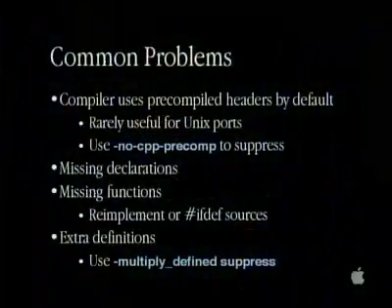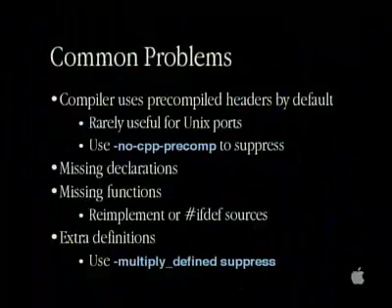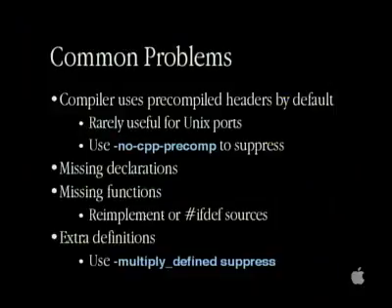Some more common problems that people run into. The compiler uses precompiled headers. These precompiled headers win big time. They're like a 4x speed improvement for compiling Cocoa things. As it happens, relatively little Unix code that you're bringing over uses Cocoa, amazingly enough. And so you're actually not really getting any benefit from using precompiled headers.